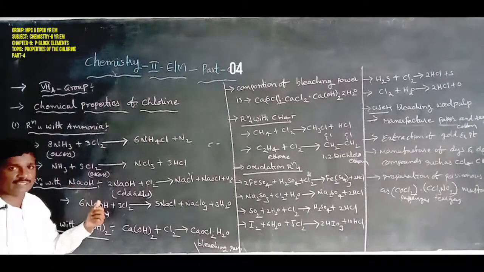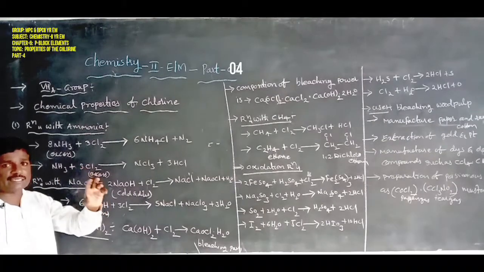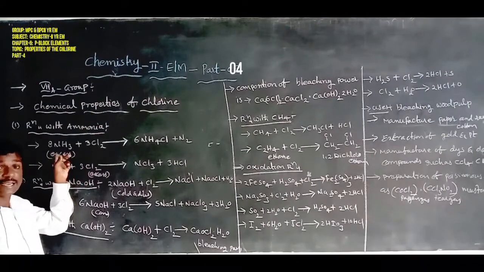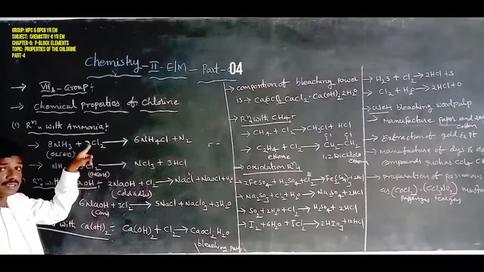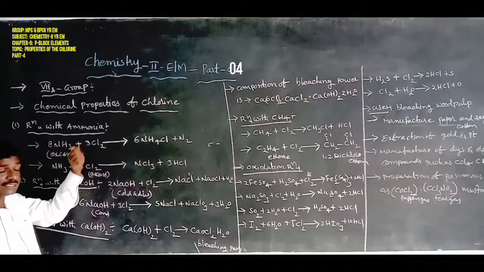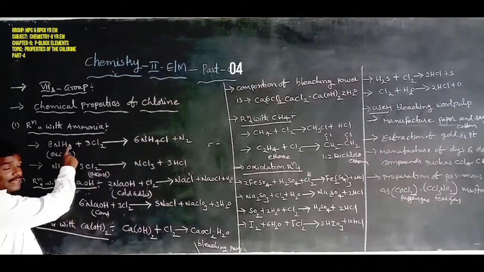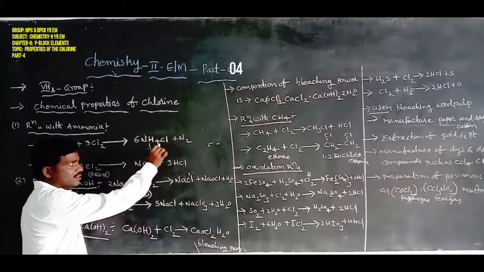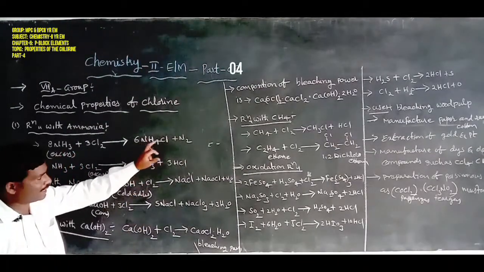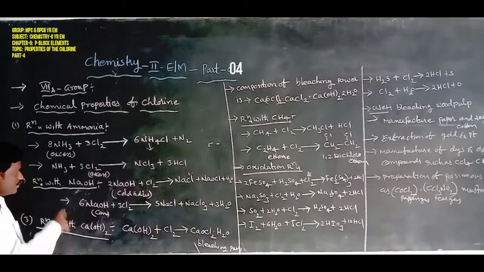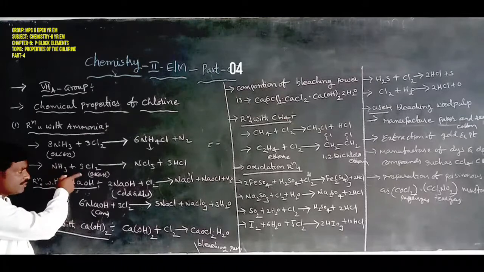It is formed by chlorine reacting with excess ammonia, 8 moles of ammonia to 3 moles of chlorine. Here is the lesser quantity, here is the higher quantity. Excess ammonia combining with chlorine forms ammonium chloride, also known as an ammonium salt, and nitrogen.